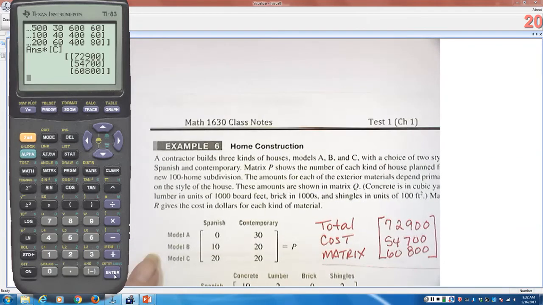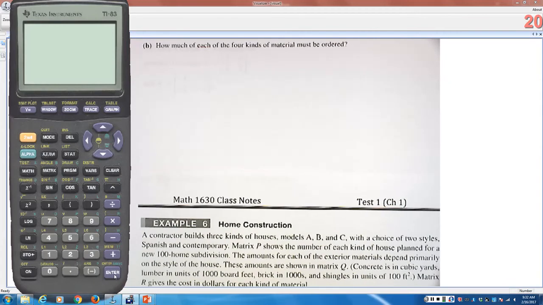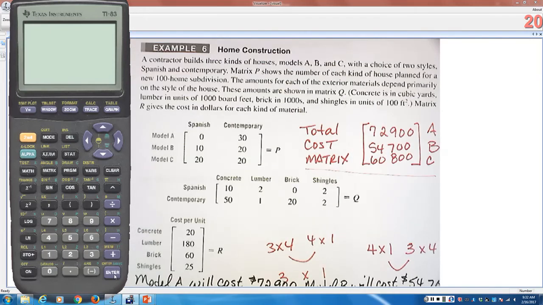Okay, our second question: how much of each of the 4 kinds of material must be ordered? Don't we already answer that, basically? That's right, we already answered that. Where's our answer? It's the key, P-trans. That's right.